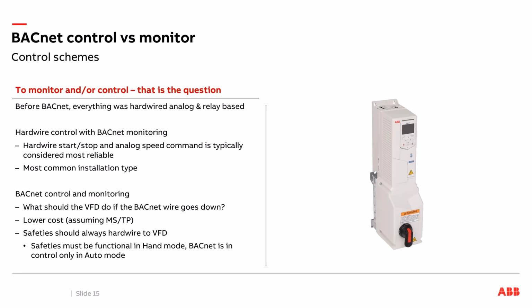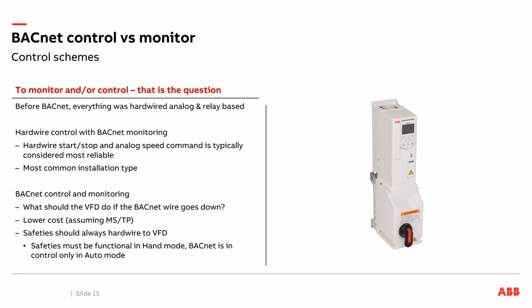Usually it's a little bit lower cost to have BACnet do everything, so that's one reason why we're starting to see a little bit more of that. Now you don't have to run all those analog wires and relay output wires back and forth. You don't have to use up any I/O on the controller. Upstream, the building controller, everything can just be done over BACnet. So that's why we're starting to see a slow trend towards using BACnet to do control and monitoring, but still the most common install is hardwire with BACnet for monitoring.